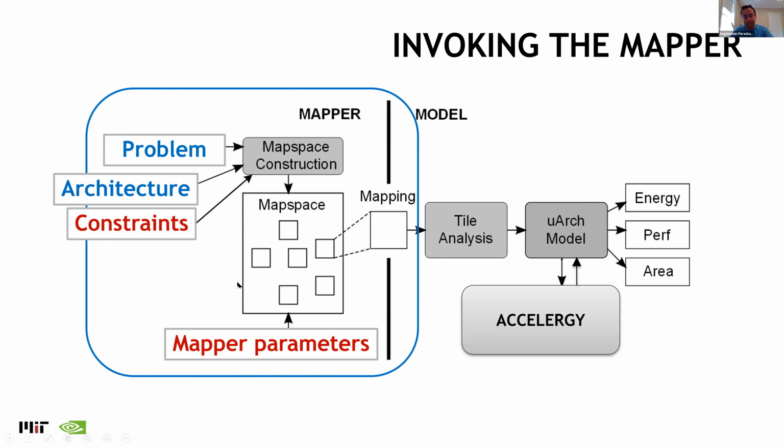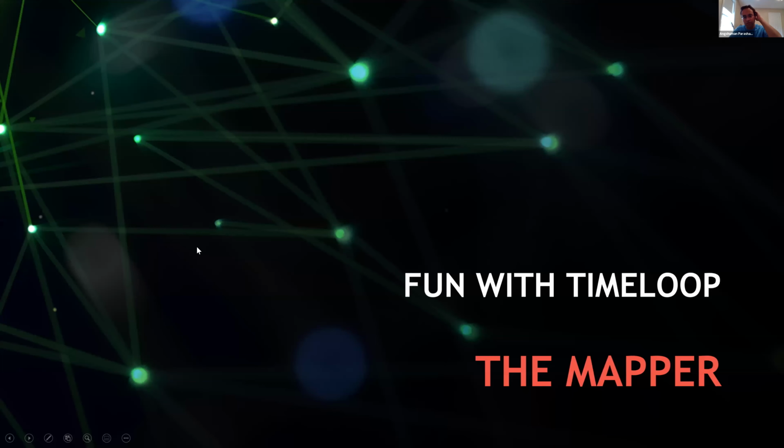And so this is the left half of that Timeloop Accelergy picture. Now to invoke the mapper, similar to the model, we're going to give it a problem. We're going to give it an architecture. These two don't change. But of course, we're not going to give it a mapping manually. Instead, we're going to give it some mapper parameters. You'll see what these are. They basically tweak the search heuristics. And we're going to give it a set of constraints. And you'll see what the constraints mean in a second.